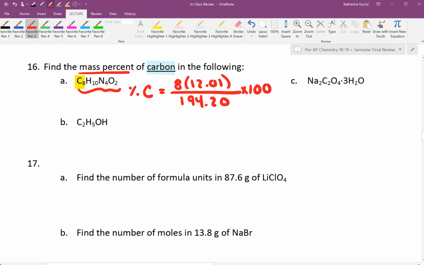Okay, and then we're going to go ahead and calculate it. And the percent of carbon here should be 49.47%. Okay, you would repeat the process on B and C, so just the amount of carbon over the whole mass. So you can check those answers on course sites if you want to see the whole thing worked.